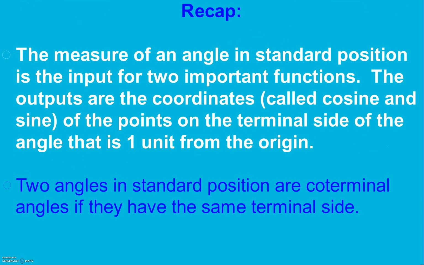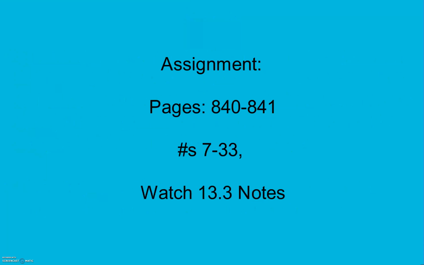Recap here, the measure of an angle in standard position is the input for two important functions. The outputs are the coordinates called cosine and sine of the points. Two angles in standard position are coterminal if they have the same terminal side. And there you go.